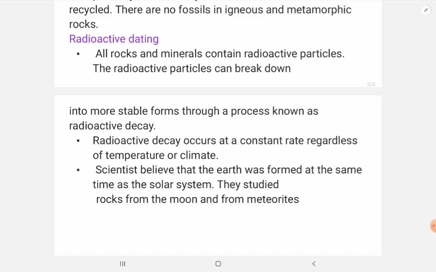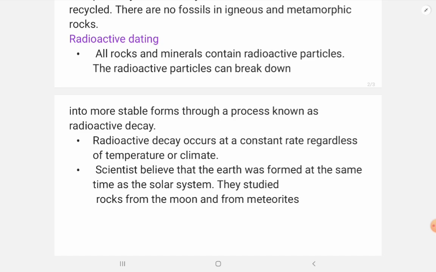Now, turn to page number 86. The word fossil comes from the Latin word fossilis, which means dug up. Most fossils are excavated from layers of sedimentary rock. Fossils are the remains of ancient plants and animals preserved in rocks. Next, body fossils and trace fossils. There are two main types of fossils: body fossils and trace fossils.